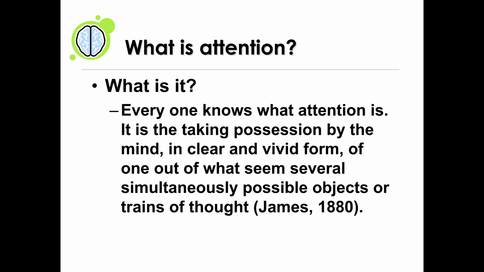It is the taking possession by the mind in clear and vivid form of one out of what seem several simultaneously possible objects or trains of thought. And yeah, this is basically what it is. It's the ability to process information and then ignore other information. So this is what we're going to talk about. All that deals with attention. We're going to talk about visual attention. We're going to talk about selective attention, how many objects you can attend to, the duration of attention, so on and so forth.